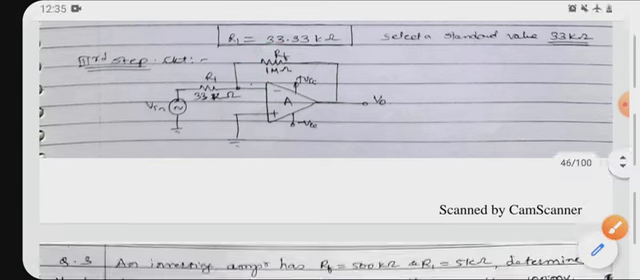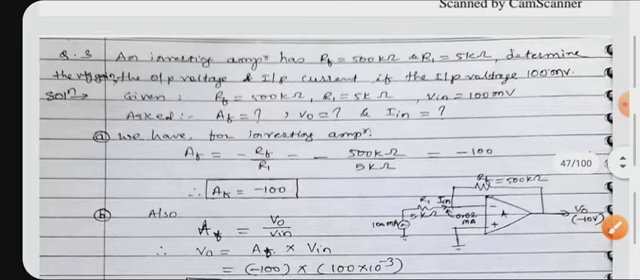Okay, move further. An inverting amplifier has RF equal to 500 kilo ohm, R1 equal to 5 kilo ohm. Determine the voltage gain, the output voltage and the input current if the input voltage is 100 millivolt. Again list out what is given: RF 500 kilo ohm, R1 5 kilo ohm, Vin is equal to 100 millivolt. Then what is asked? AF, that means feedback gain, VO and I in.